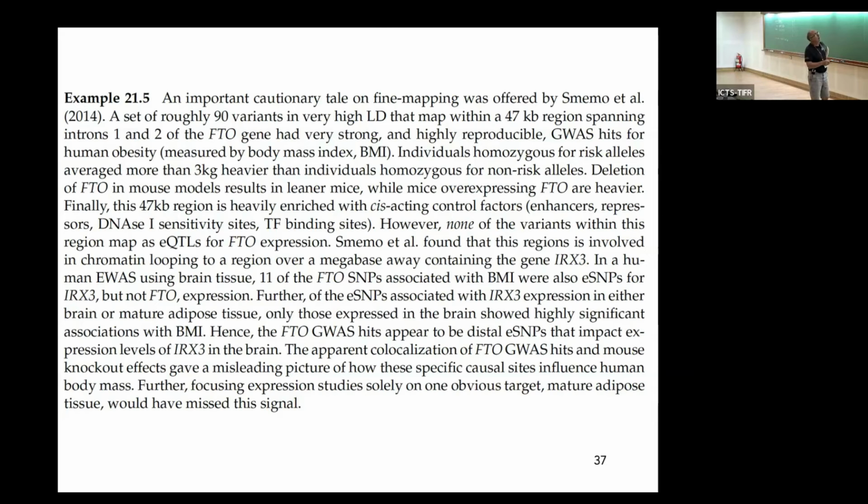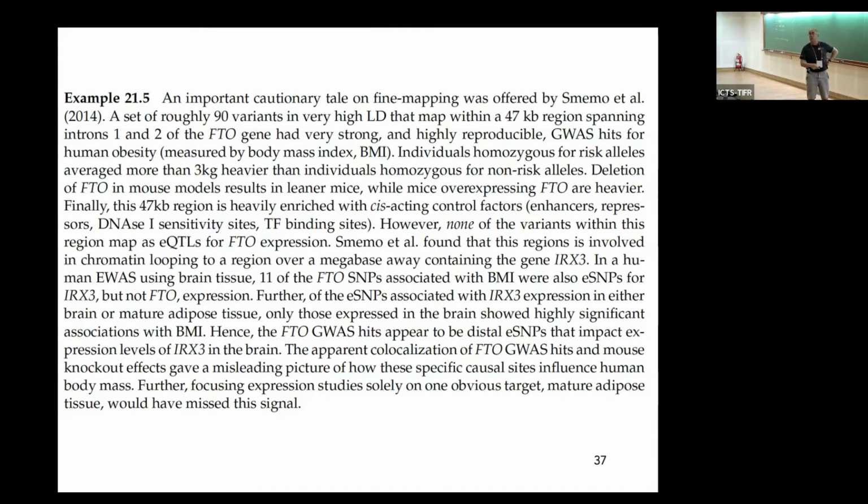However, 11 of these influenced this nearby gene called IRX3. Why? DNA is not a rod, it's a rope. The DNA looped around such that this gene, which was several kilobases away, now interacts with those cis control sites, which are in this region. These are genes which are expressed in the brain. They looked at those which were expressed and had eSNPs for this gene expressed in the brain.